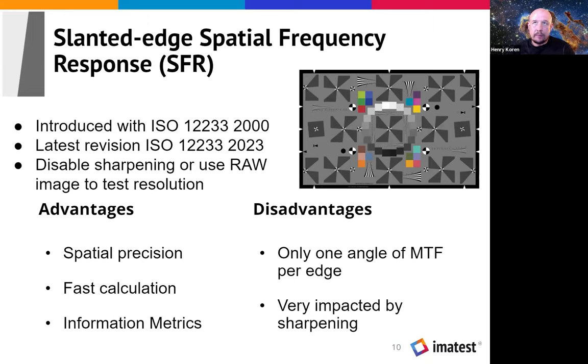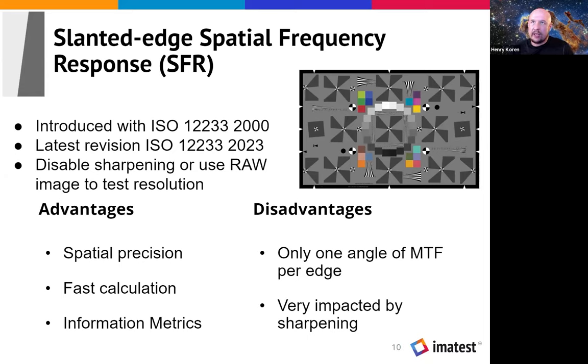So the big advantage for the slanted edge is spatial precision. You can measure from as small as about 16 pixels squared. Ideally, you'll have a little bit more space for your slanted edge, but you can get this really detailed map of sharpness across your image. And the calculations are very fast. And we've recently added information metrics, which combine sharpness and noise, which I'll talk about a bit later.